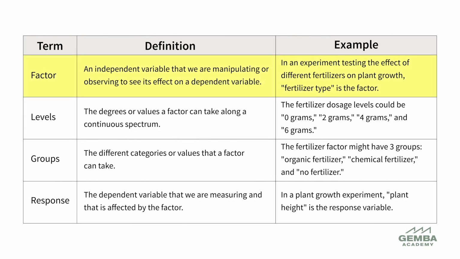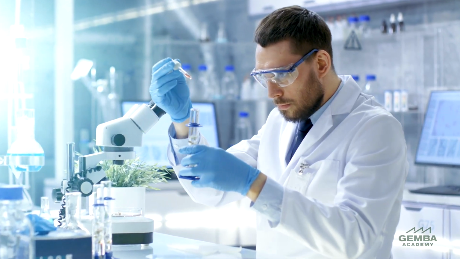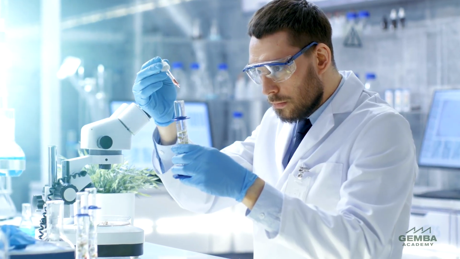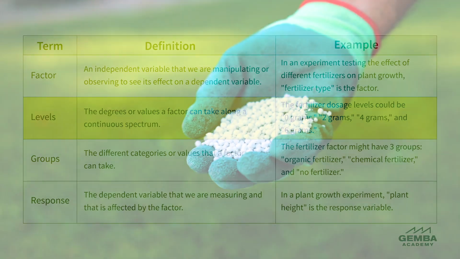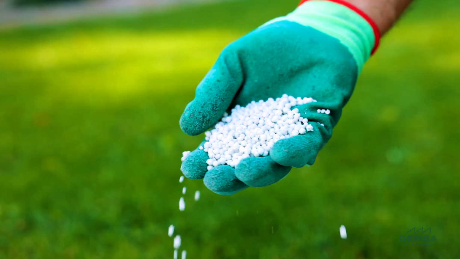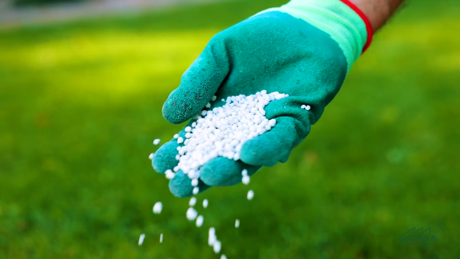First, a factor is an independent variable that we are manipulating or observing to see its effect on a dependent variable. In an experiment testing the effect of different fertilizers on plant growth, fertilizer type is the factor. Levels are the different categories or values that a factor can take. The fertilizer factor may have dosage levels such as 0 grams, 2 grams, 4 grams, and 6 grams.